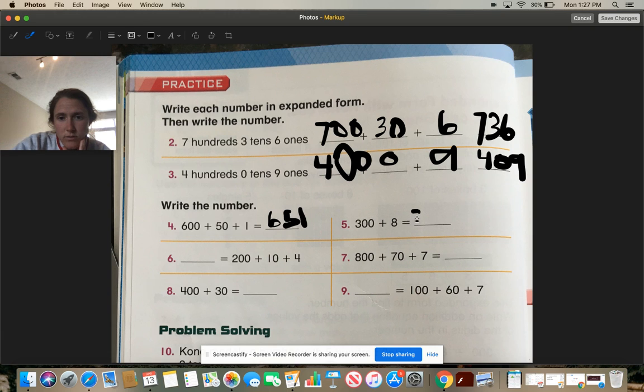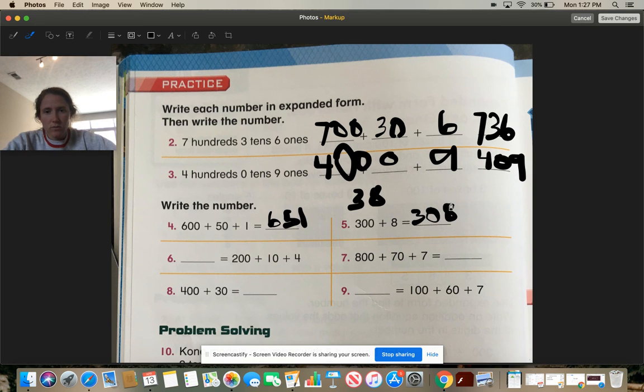So that is 300. There's no tens, so I'm just going to put a 0. I have to put a 0, because if I didn't put a 0 and I just skipped it and said 3 hundreds and 8 ones, 38 is not the same thing as 308. So make sure if there's no tens, you put 0. Okay, so 300 plus 0, or 308. So this 38 would be incorrect. So that would be wrong.